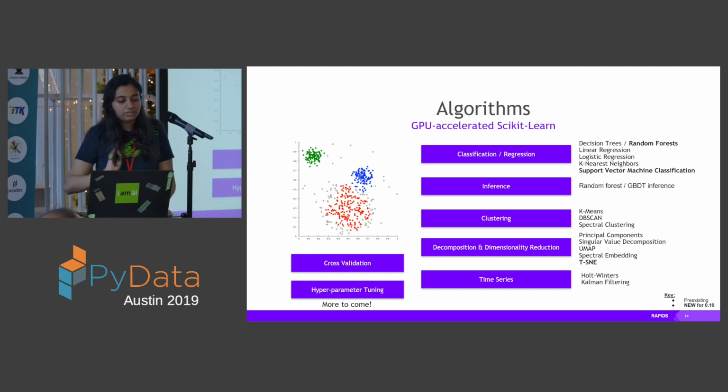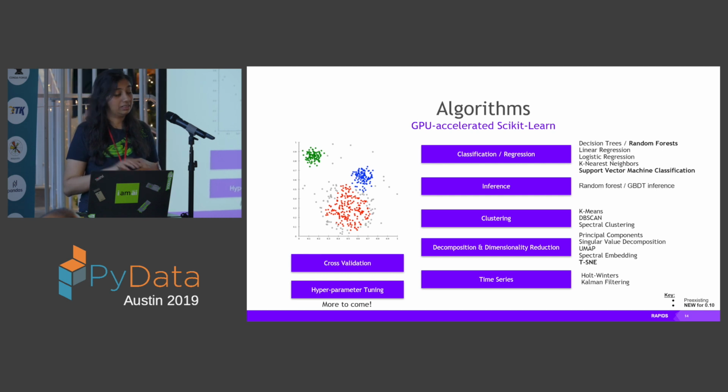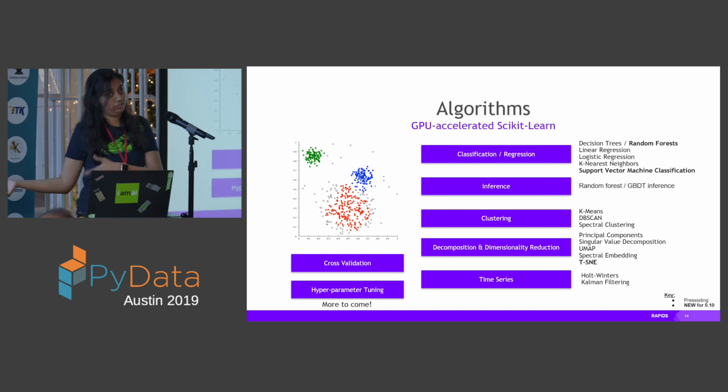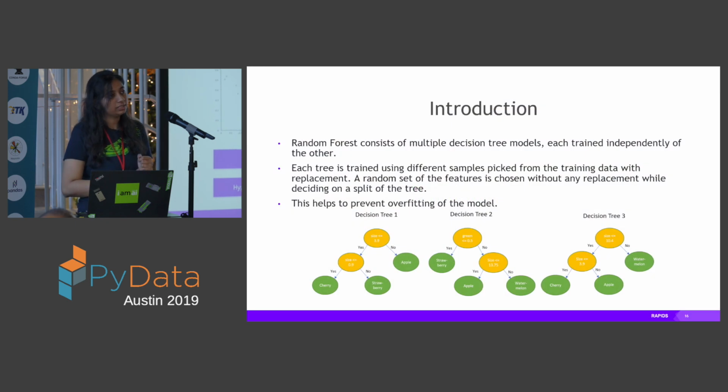Some of the algorithms we provide in cuML are decision trees and random forest for classification and regression. We have multiple for inference, clustering, decomposition, and dimensionality reduction. I would also like to highlight that we have algorithms for analyzing time series data, like Holt-Winters and Kalman filtering. Next week, we're releasing version 0.11, which will have multi-node, multi-GPU versions of a lot of these algorithms. We're also working on adding cross-validation and hyperparameter tuning to the cuML library.